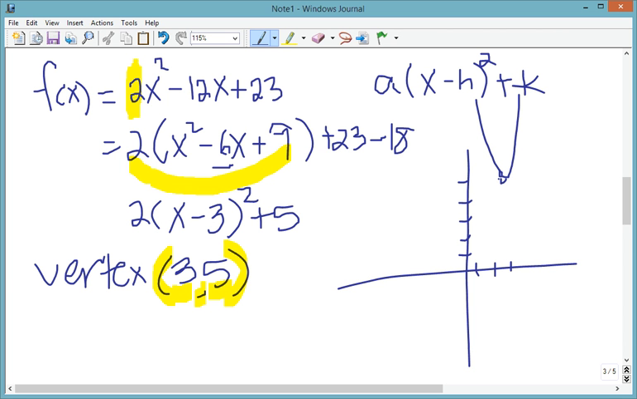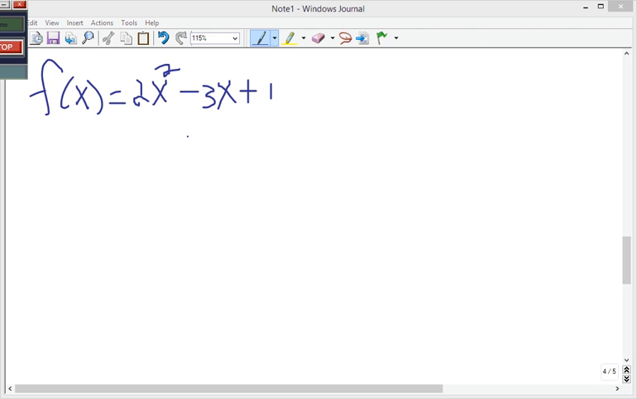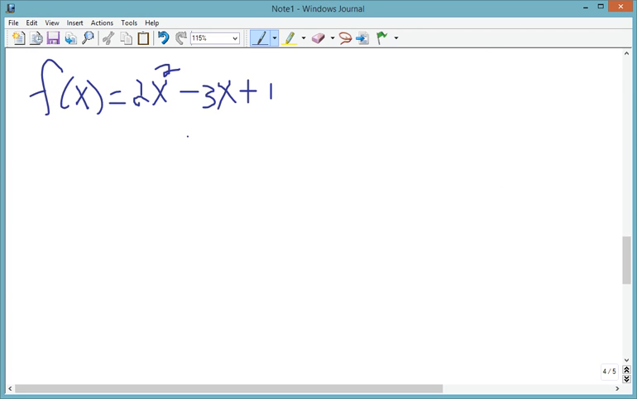There are times when that number in front will make us work with fractions. We can still do fractions. Don't let that scare you away. We can still do one. So let's try one with fractions. Okay, so here's another one. We have a 2 in front. When I factor out the 2, I actually get a fraction. Okay?